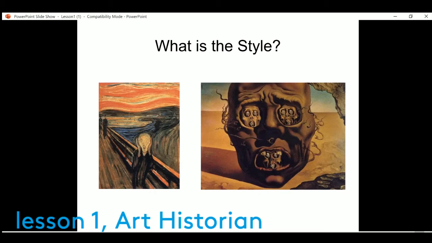So this is another style, which is actually expressionism. It also started in Europe, and it spanned across Belgium and Germany. This is Edvard Munch, the artist who came up with this painting. We call it the Scream. So the Scream was very famous at that time.